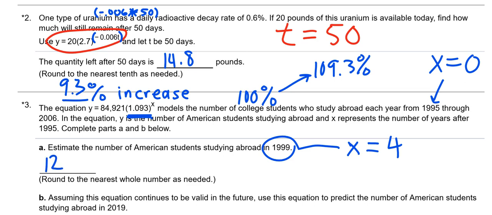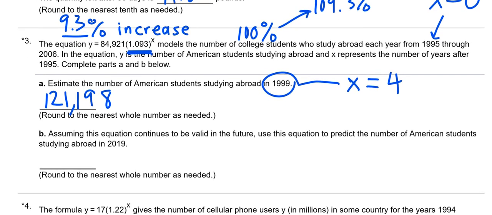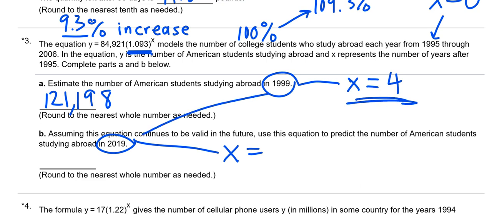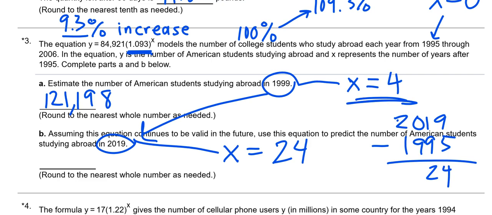Okay, so 121,198. Now, 2019. What X value would that be? What is the X value for that? It's more than 20 because this was a 4 and you just went up 20. 24 years. Now, if you want to, you could always say 2019 minus 1995. That's going to give you 24 also.